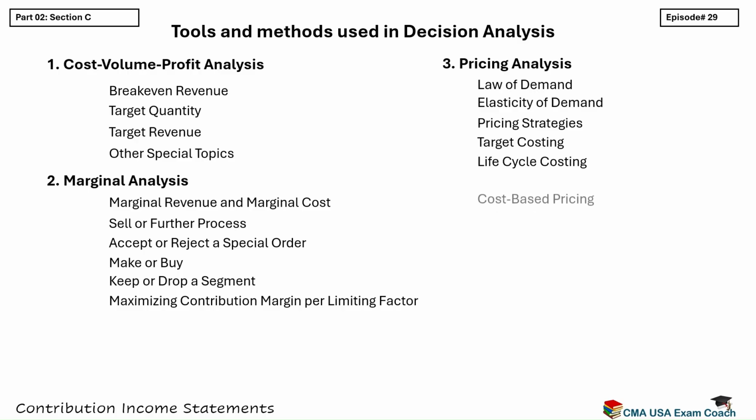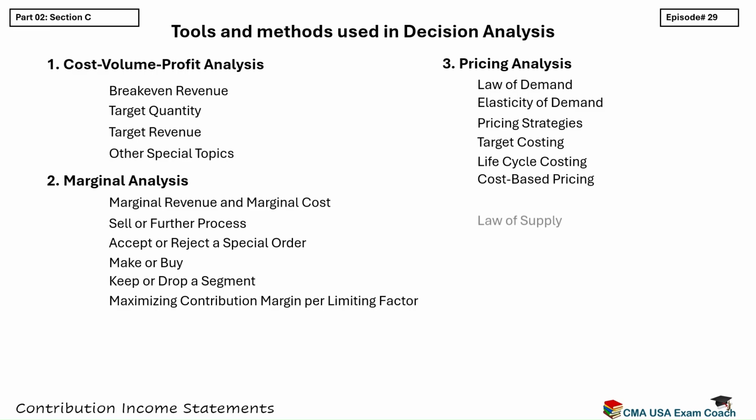6. Cost-based pricing. This is a more traditional method where the price is based on the cost of the product plus a markup for profit. For example, if it costs $100 to make a product and the company wants a 20% profit, the selling price would be $120. While it's easy to calculate, this method doesn't always consider market demand or competition.